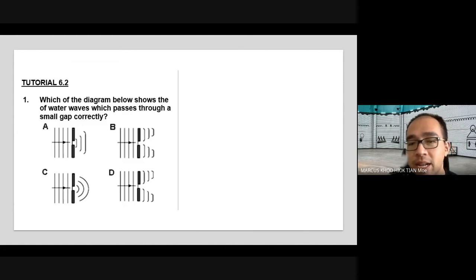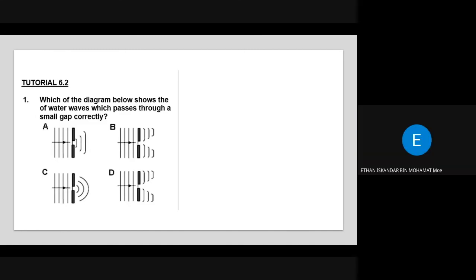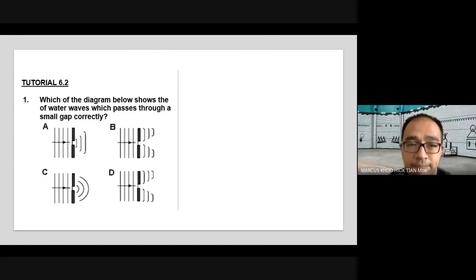B and D are definitely out. But what is wrong with A? Why is A wrong? Can anybody tell me why A is wrong? Because the gap is small, but the waves are plane and bent at this side. Yeah. Okay, excellent. So the answer is C.